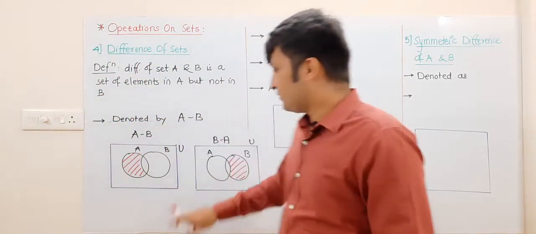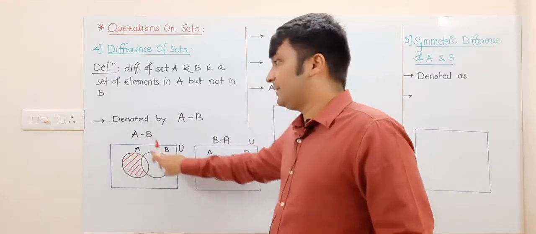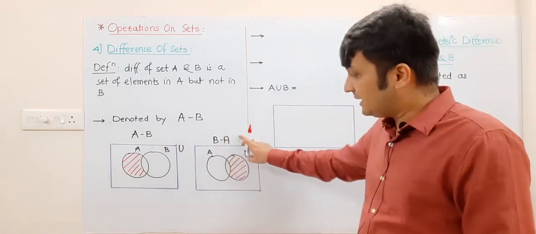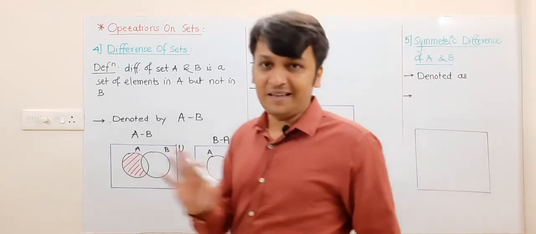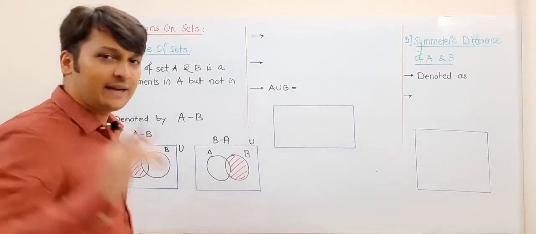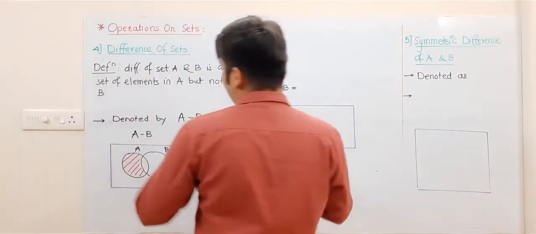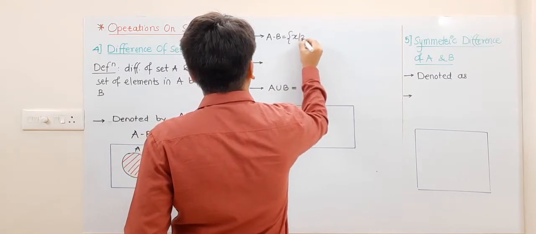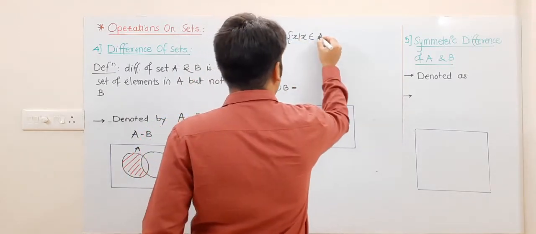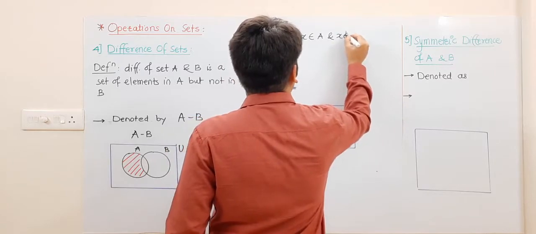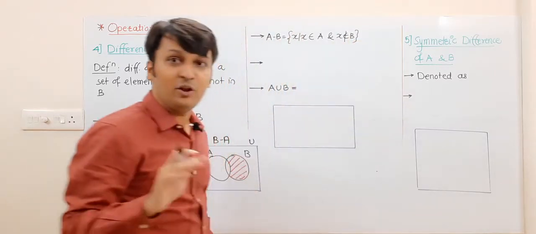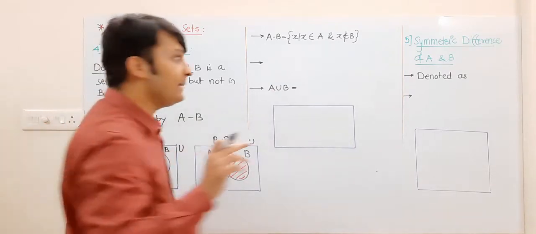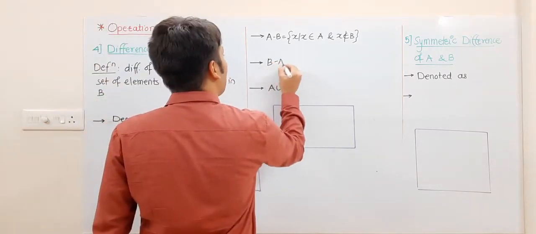Everybody got this one? So these are elements which are in A but not in B, that is A minus B. Observe only A. Elements which are in B but not in A, observe only what? B. Clear? So this is the difference of sets. How to write this? Check. I am going to write A minus B now. Can I write like this? A minus B is equal to {X such that X belongs to A and X does not belong to B}. Does not belong to what? B, because X belongs to A but does not belong to B. Next, B minus A. How to write B minus A?